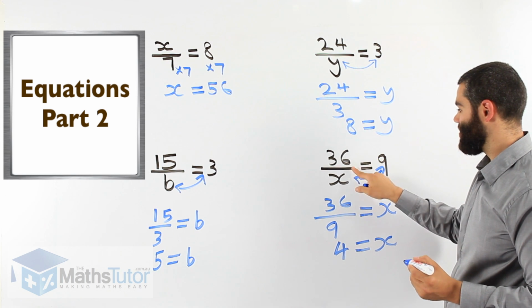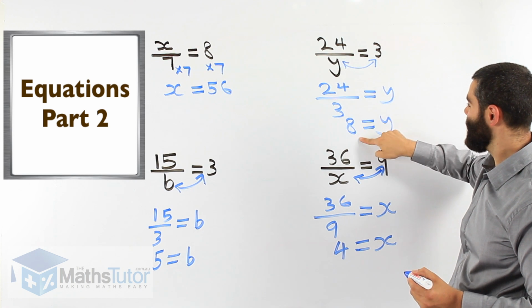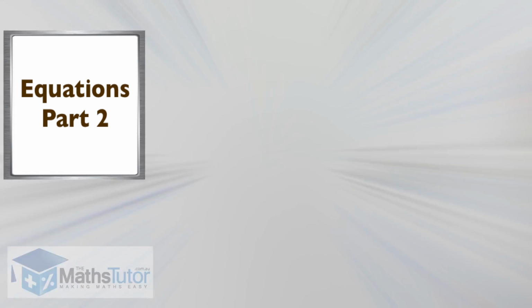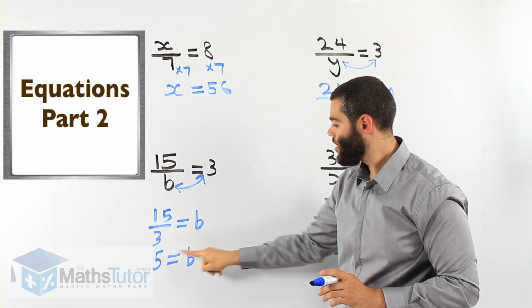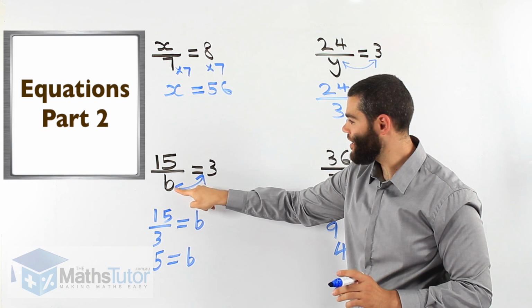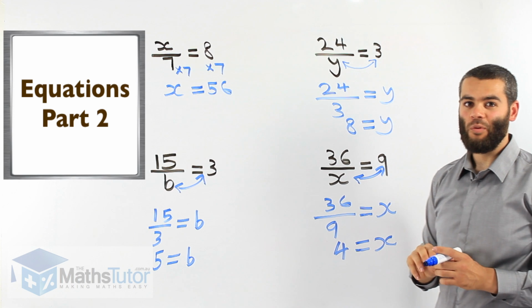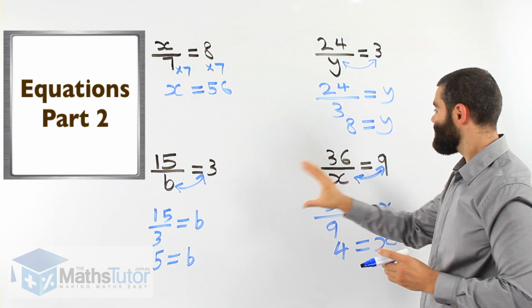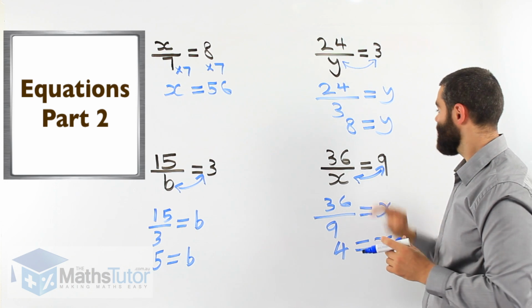Does it work? 36 divided by 4 is 9. 24 divided by 8 is 3. And 15 divided by 3 is 5. Let's try it. Put the 5 back in. 15 divided by 5 is 3. It works as well. So here you can tell that again we swap and reverse and we can work it out.